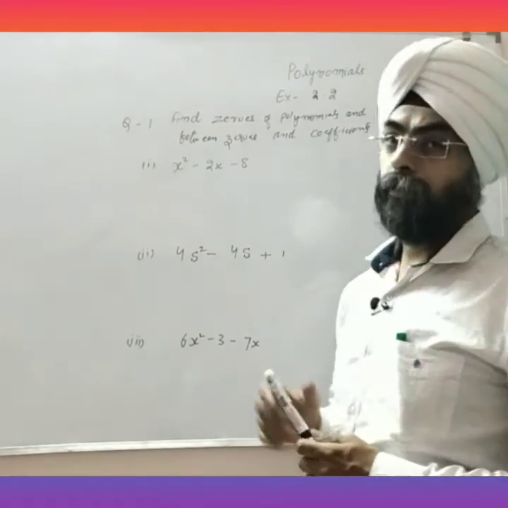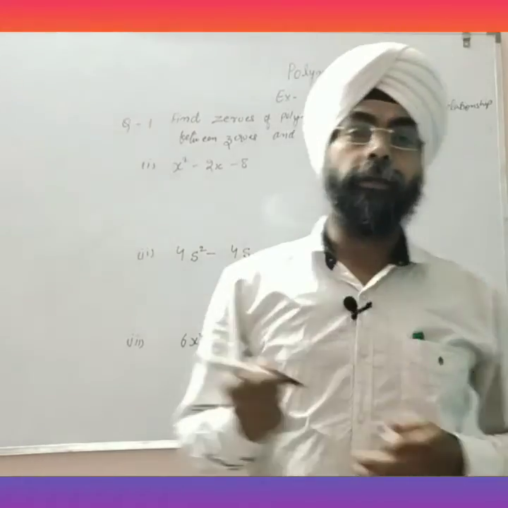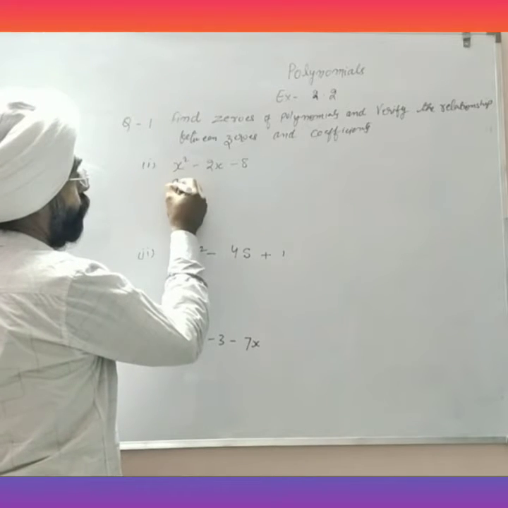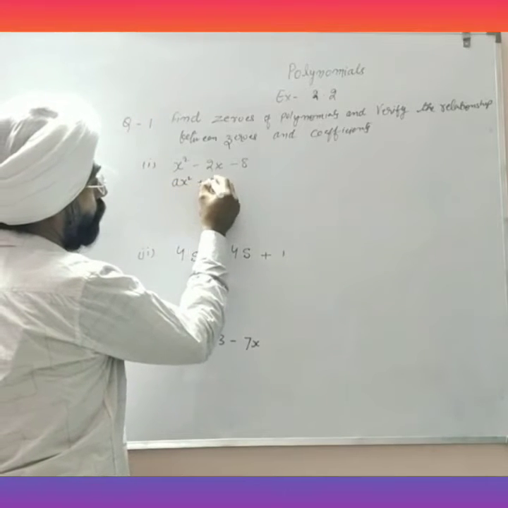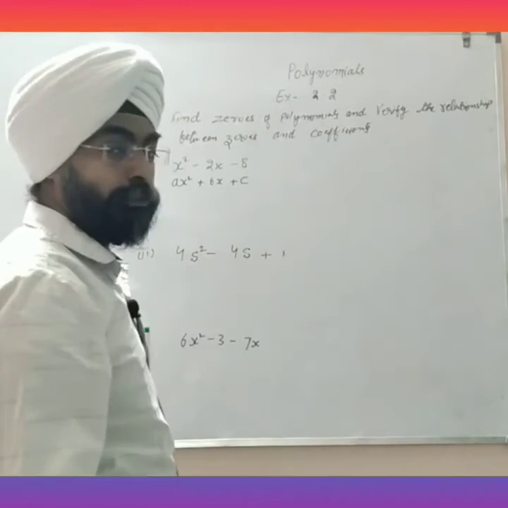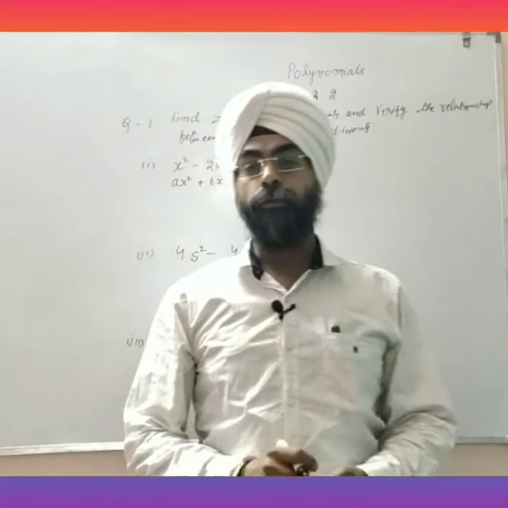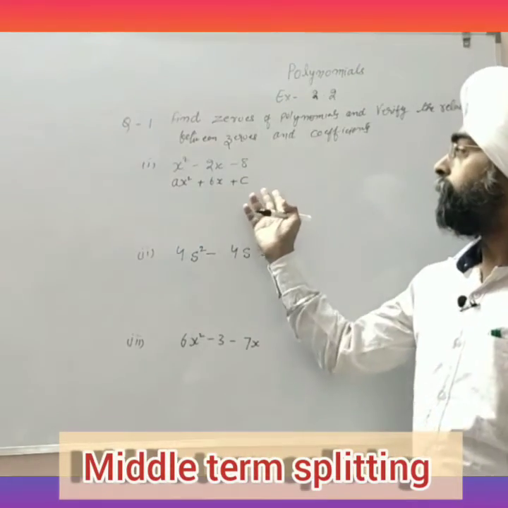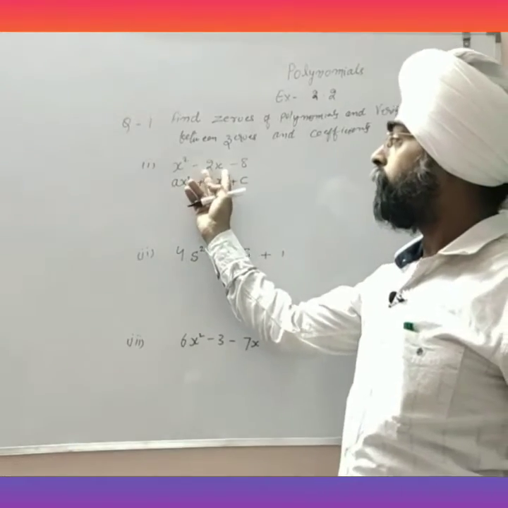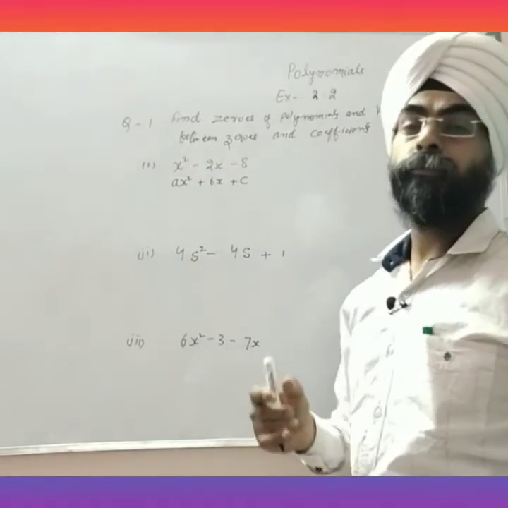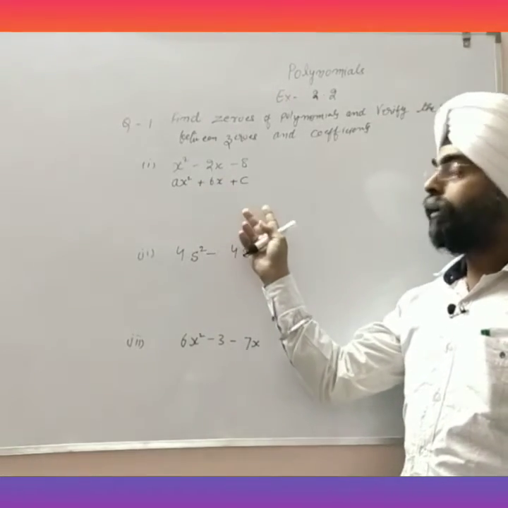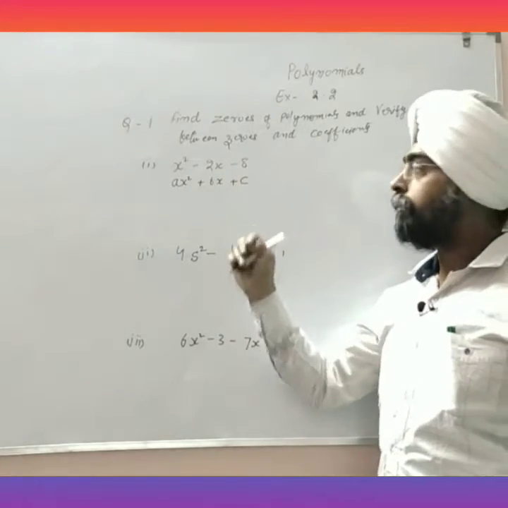So what is the basic polynomial equation that you have already learned in class 9th also? A basic equation is ax square plus bx plus c. It is the basic polynomial equation, and we can find the zeros of any polynomial equation by the middle term splitting method. This is the middle term, minus 2x. We can split this middle term into two parts to find the zeros of this polynomial.